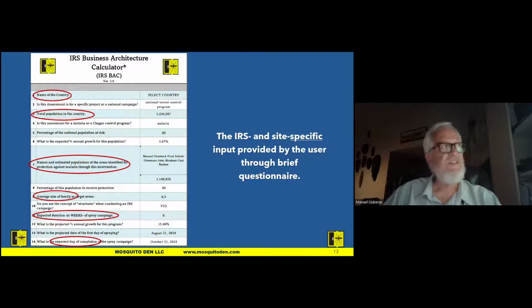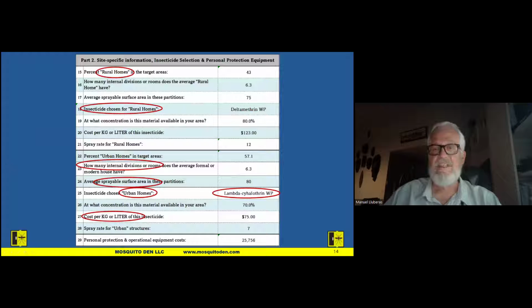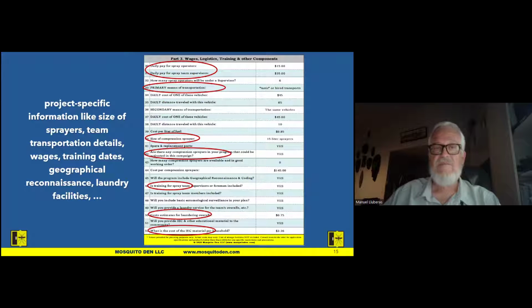provided by the user through a brief questionnaire that includes the name of the country, its population, names of selected areas in their populations, the average size of families, the number of weeks of the campaign, expected completion dates, and many other things. It asks the user to define the number of rural and urban homes, the average number of partitions in these homes, the number of internal divisions in this home, the selected insecticide for the homes, its cost, other project information like size of sprayer, mode of transportation for the teams and its cost, wages, training dates, geographical reconnaissance, laundry facilities, if you're going to have them, yes or no, and information, education, and communication materials and its costs.